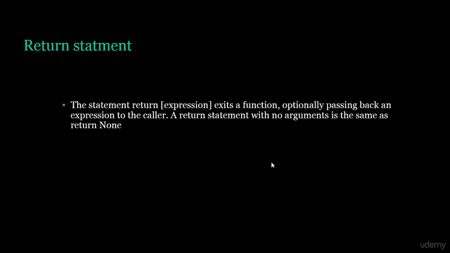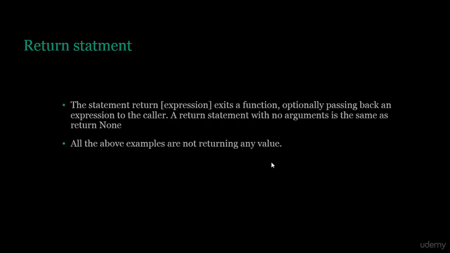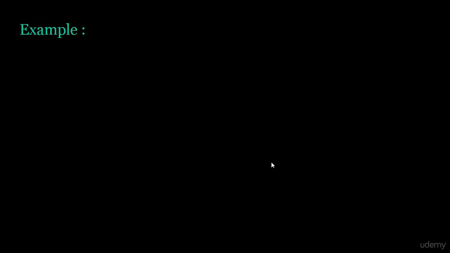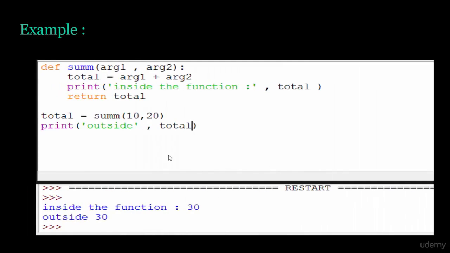In the next video, the return statement exits a function, optionally passing back an expression to the caller. A return statement with no arguments is the same as return None. Let's show an example.